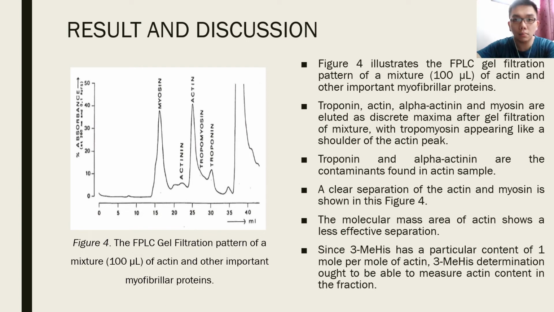And actin must be entirely segregated from other free methylhistidine containing myofibrillar protein, myosin, which can range from 0 to 2 mole per mole of myosin.